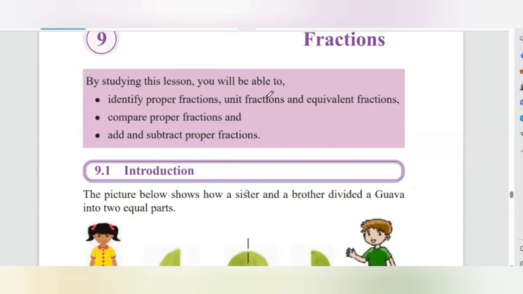Don't panic, don't have extra fear. Okay, you can do this. Read the question carefully and write the answers.